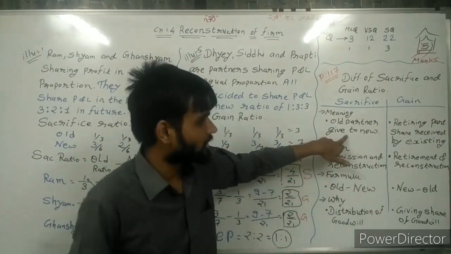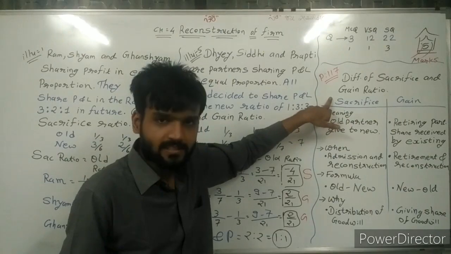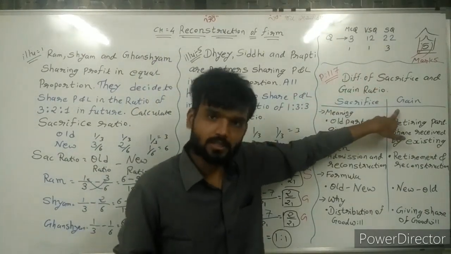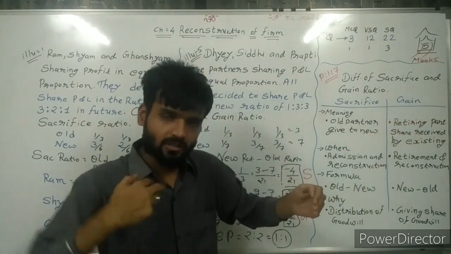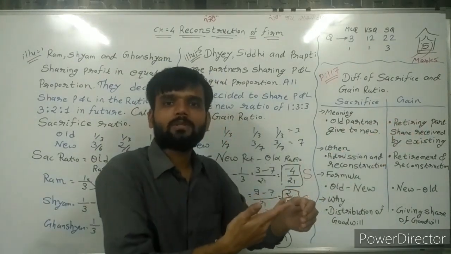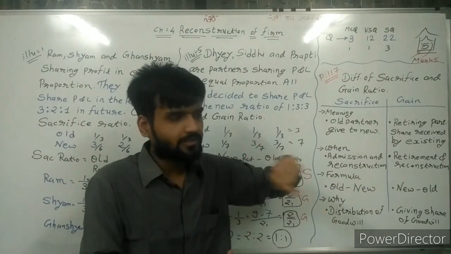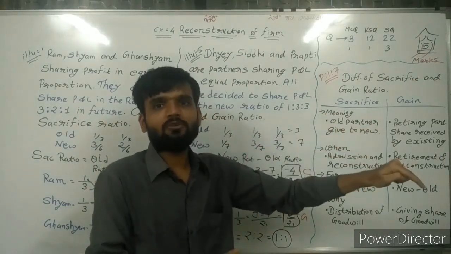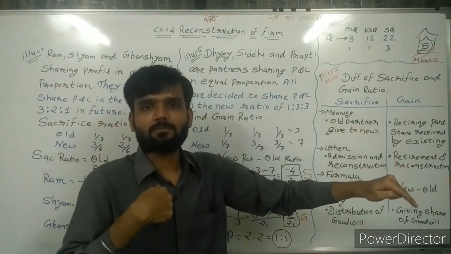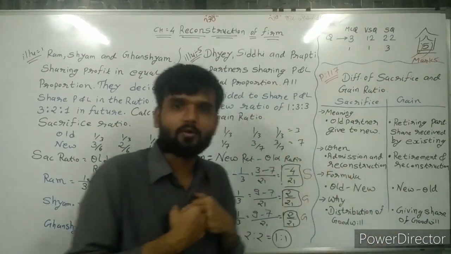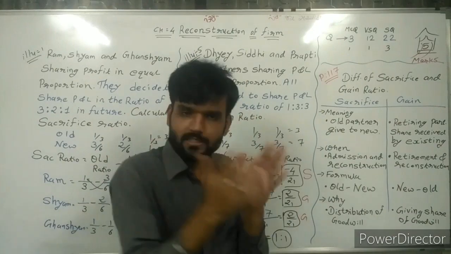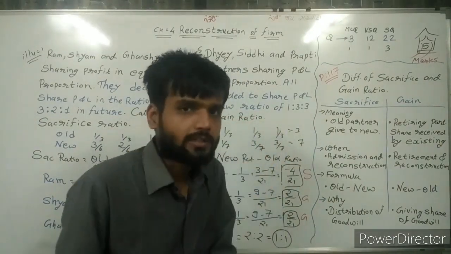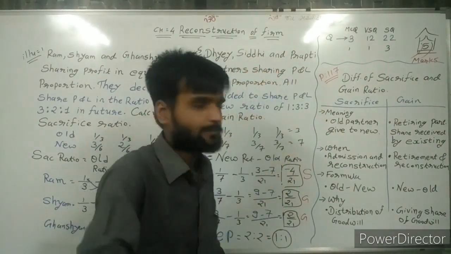Second, in admission of a partner, sacrifice is there. In retirement of a partner, gain is there. Because whenever a person is admitted, the old partners have to give something. And whenever any partner retires, he gives something to the existing partners. So the existing partners get from that. So this is the meaning of the two situations. And this is given in detail in your textbook. So see it from the textbook.